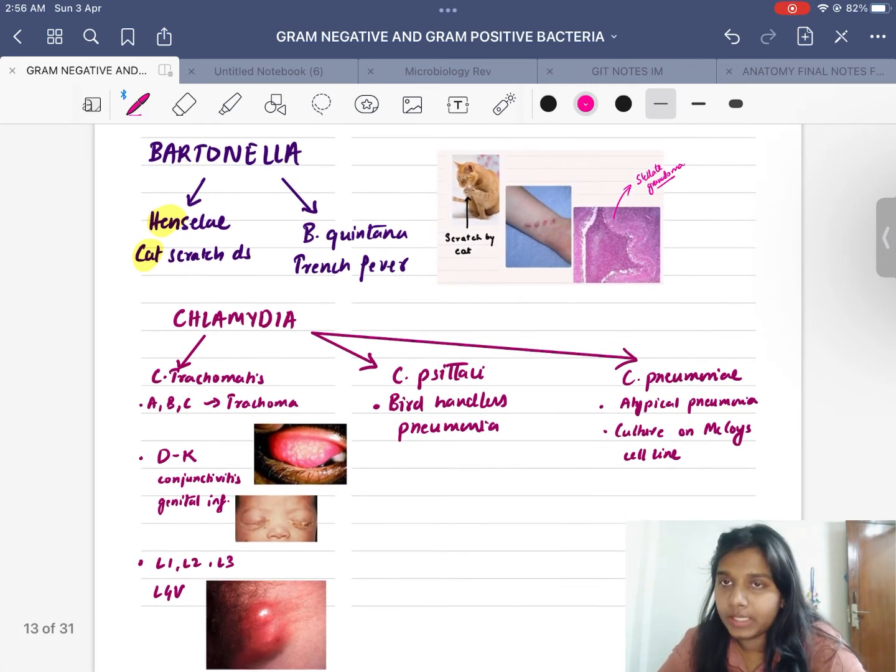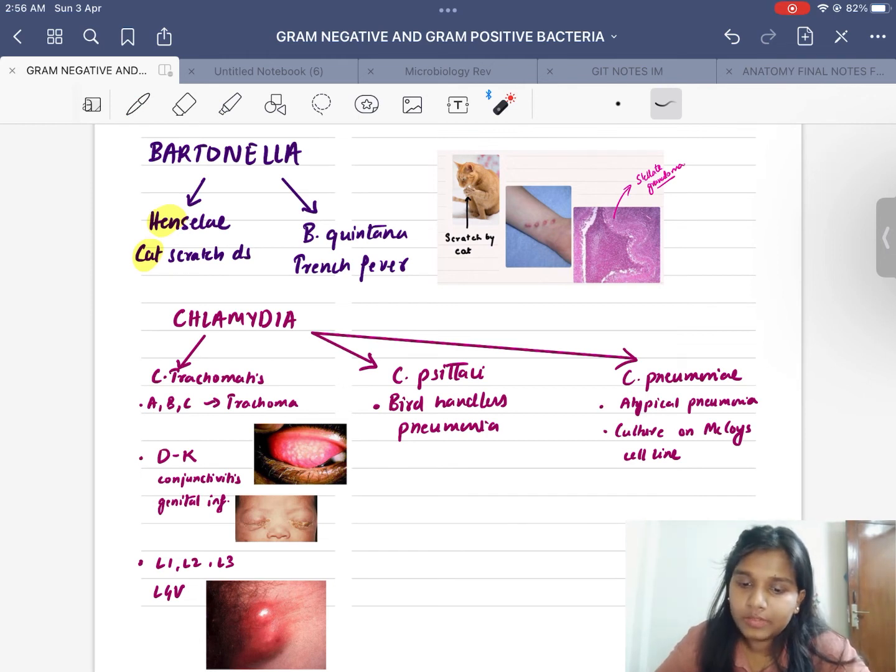Then you have chlamydia. Now chlamydia is again of 4 types, so try to learn this. First you have chlamydia pneumoniae. Chlamydia pneumoniae is one of the causes of atypical pneumonia. Now what is atypical pneumonia? Atypical pneumonia is called walking pneumonia because it doesn't have a lot of symptoms. It happens in adolescents.